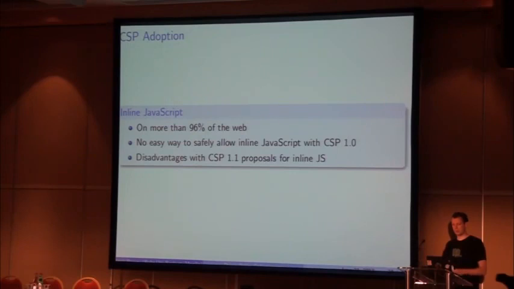And there are proposals for a new version of the CSP specification where it might be possible to safely allow inline JavaScript without losing the cross-site scripting mitigation. Because, well, you can allow inline JavaScript with CSP 1.0, but then you're basically not doing any XSS mitigation, and there's little point in doing CSP anyway. And if you want to hear about the disadvantages of the new proposals to do inline JavaScript in a safer way, I can talk about it later in the question part.